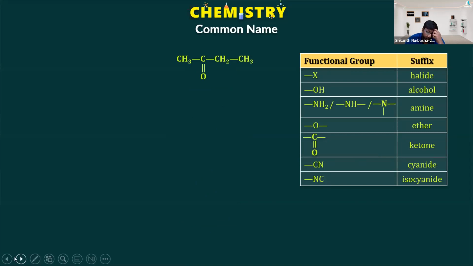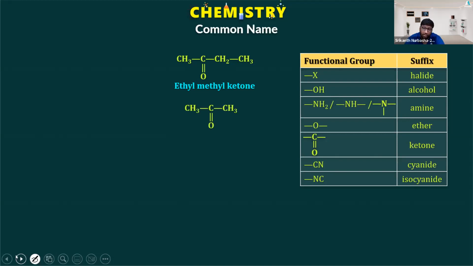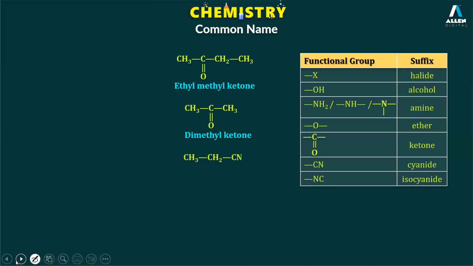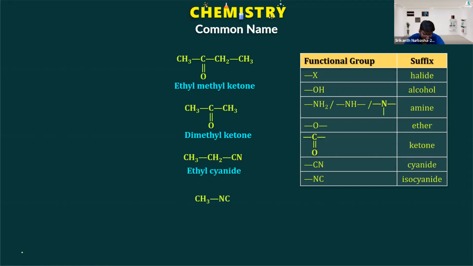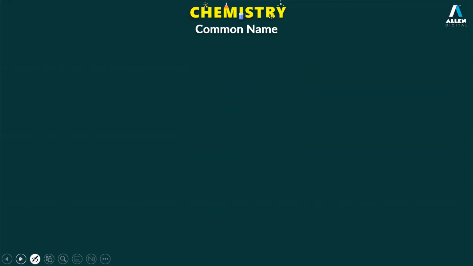CH3COCH2CH3: ethyl methyl ketone, methyl ethyl ketone. Very good. CH3COCH3: dimethyl ketone. CH3CH2CN: ethyl cyanide. CH3NC: methyl isocyanide. Very good.